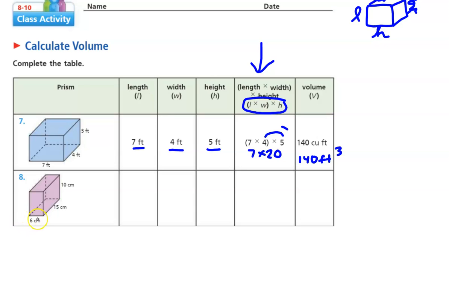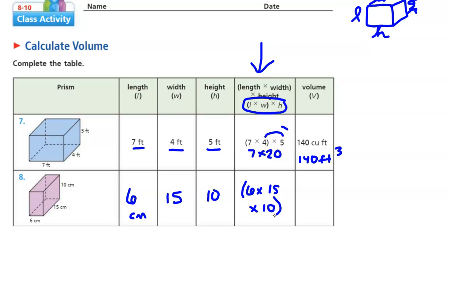The length first is this guy right here, which is 6 centimeters. We don't need to write all the labels. This next one wanted your width, which is this one right here. That's 15. And then we have this one right here, which is our height, which is 10. That's going to be 10 right there. So that means that I need to do some sort of combination of 6 times 15 times 10.